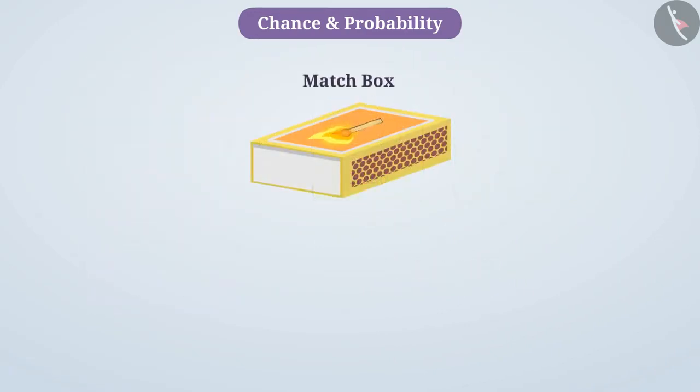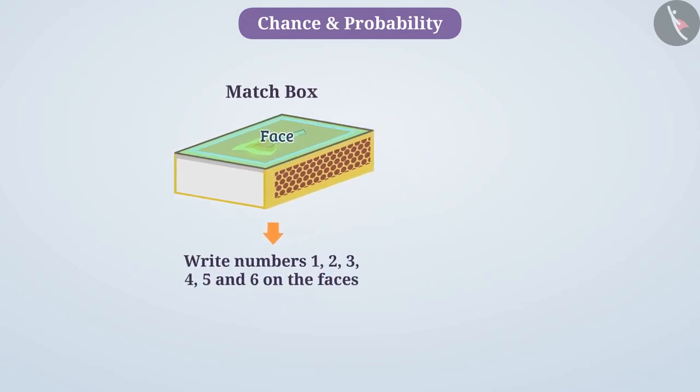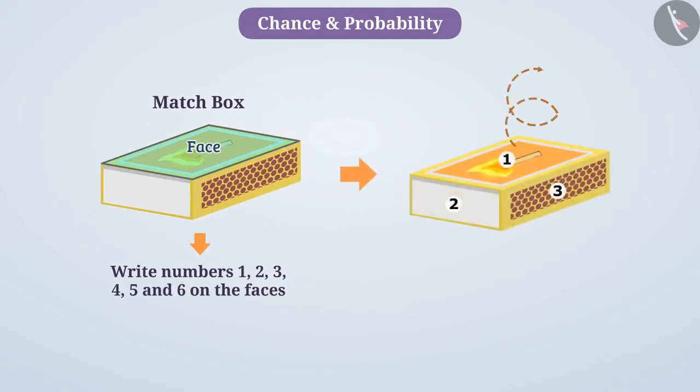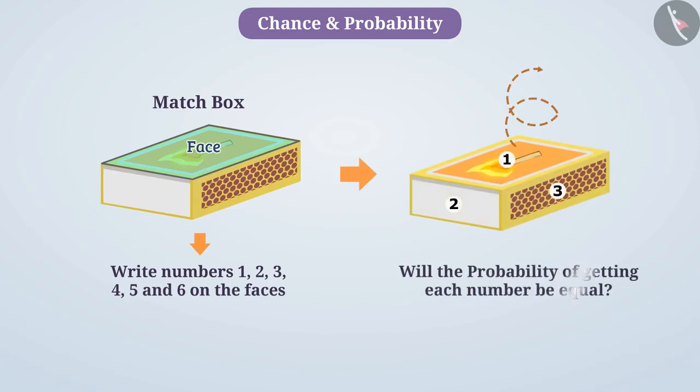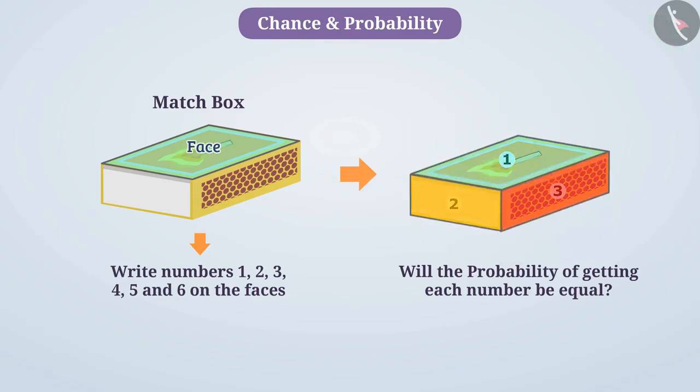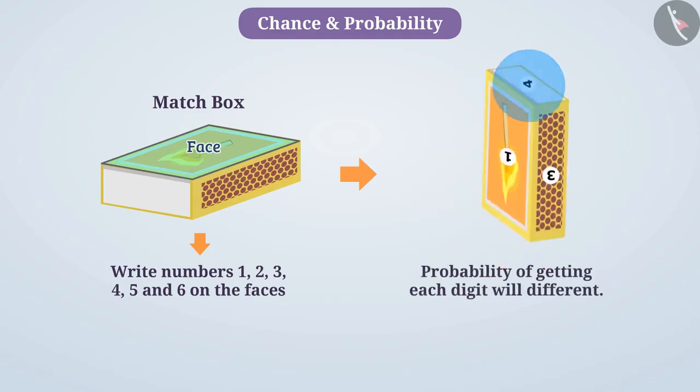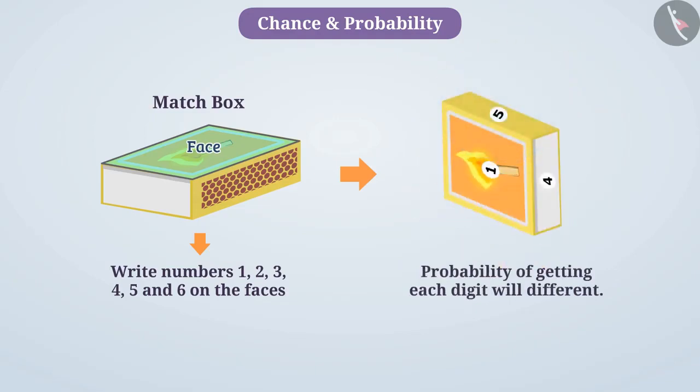Now imagine if we write numbers 1, 2, 3, 4, 5 and 6 on the faces of a matchbox and toss the matchbox. Will the probability of getting each number in this case be equal? Think. You are right. Since the sizes of the faces of the matchbox are different, the probability of getting each digit will also be different. Therefore, here the outcomes cannot be equally likely.